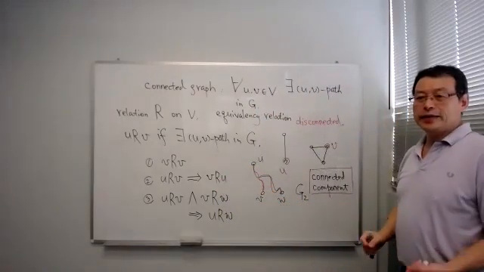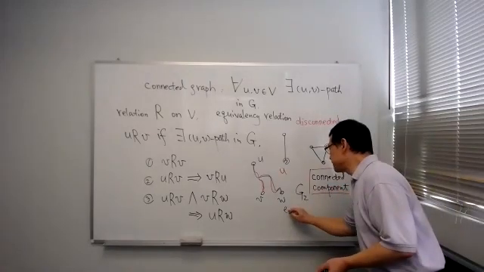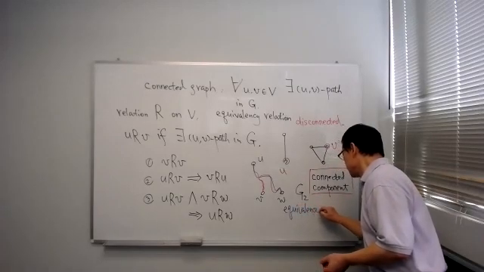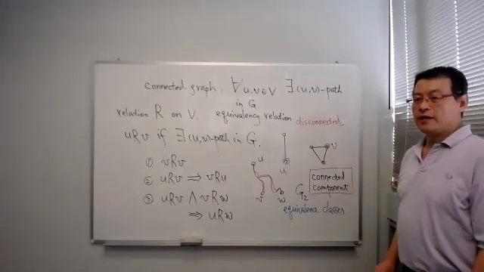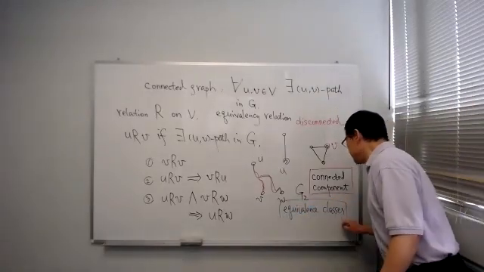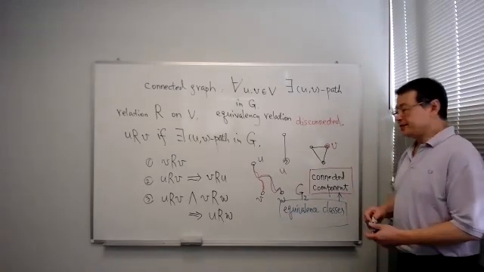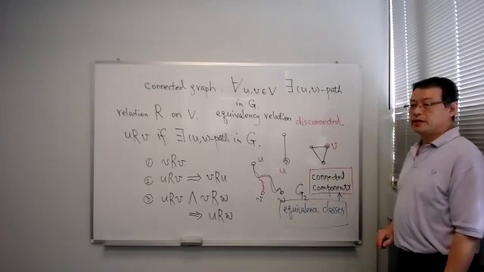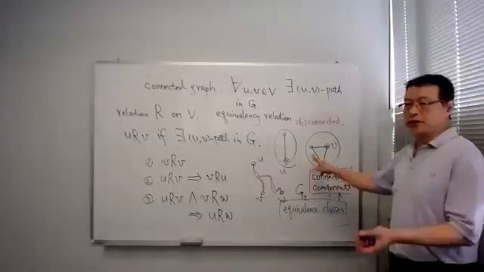All right. So what we know about an equivalence relation is that it has equivalence classes. Now, equivalence classes exactly correspond to connected components. So each equivalence class gives us a connected component. So in this graph, this equivalence class, and this is another one. So there are two components.